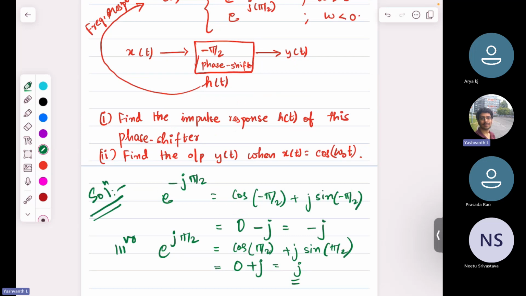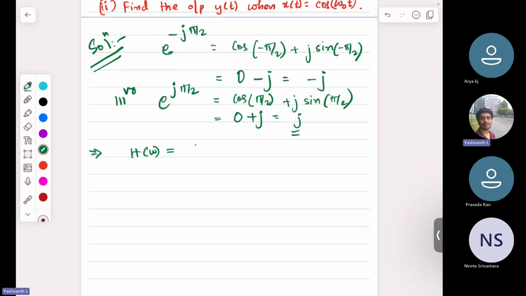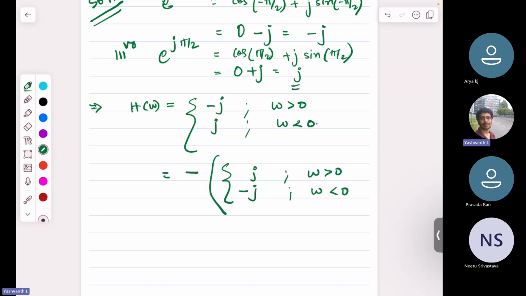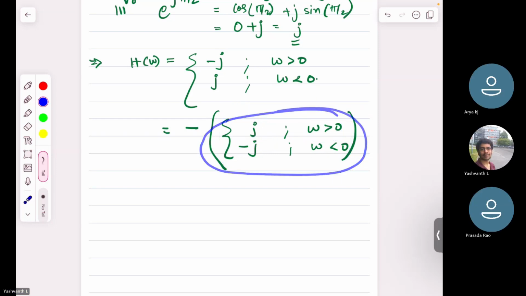So if you go back and see this h of omega, I can simplify it: h of omega equals minus j if omega is greater than 0, and plus j if omega is less than 0. Now this is nothing but minus of j if omega greater than 0, minus j if omega less than 0. Correct? Minus of this number. Now, can anyone recognize what this function is? It takes some constant value when omega is greater than 0, and it takes the negative of that constant value for the negative omega axis. What is this function? Yes, can anyone tell me what this function is?